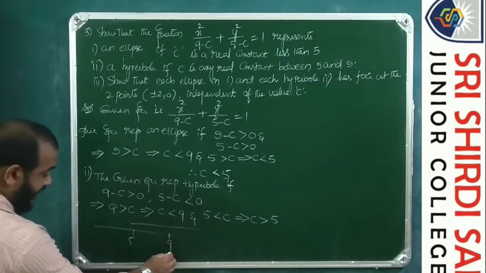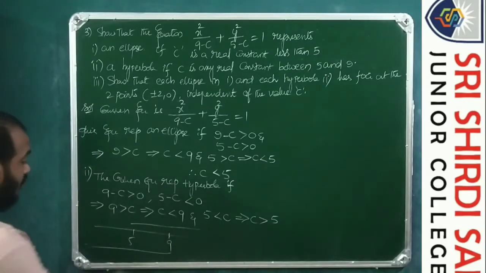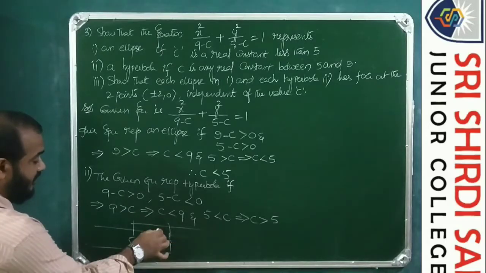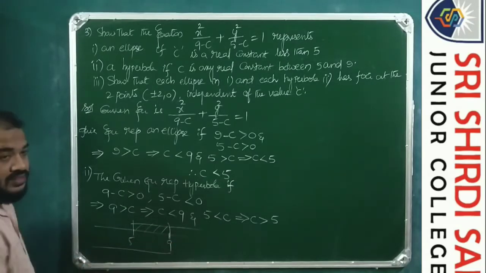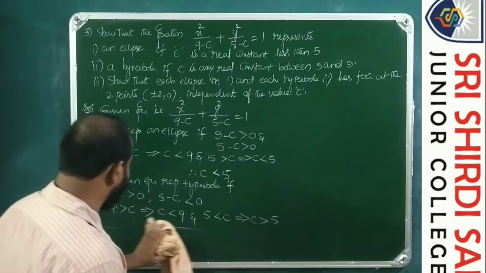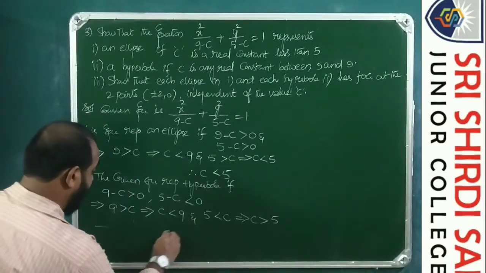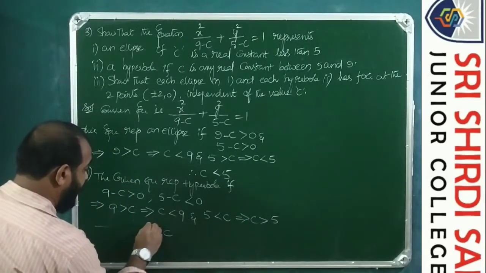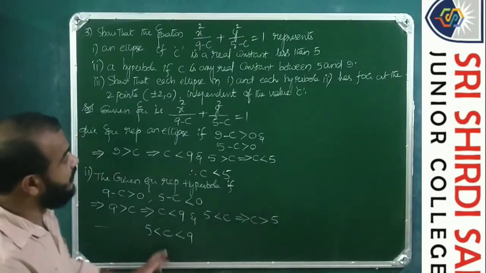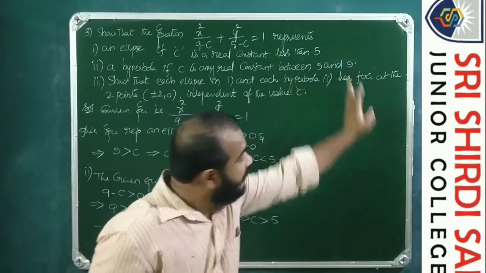C is less than 9. So both are intersecting at this region. That means C is lying in between 5 and 9. So that's what we need to prove. Between 5 and 9.